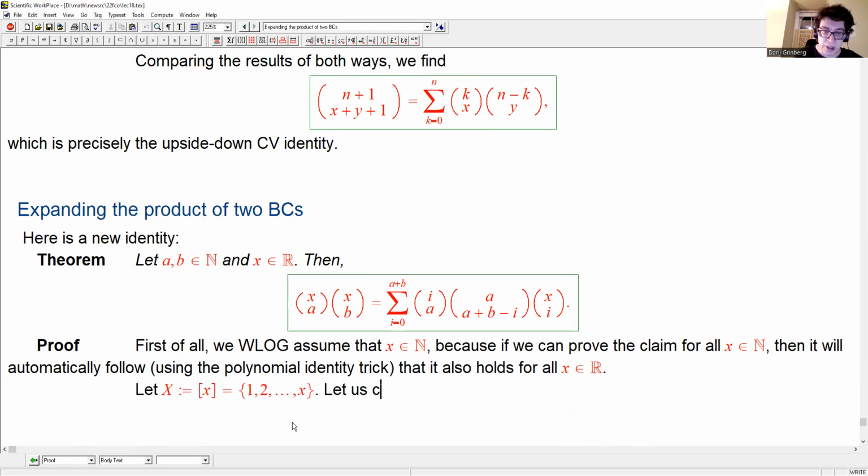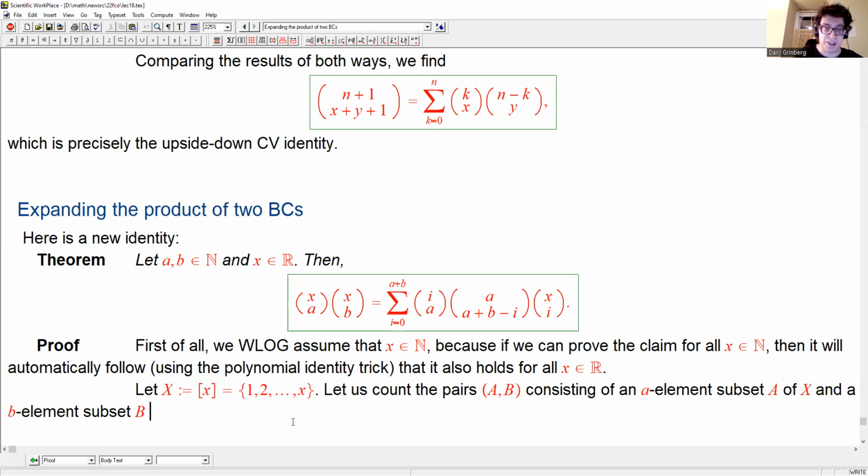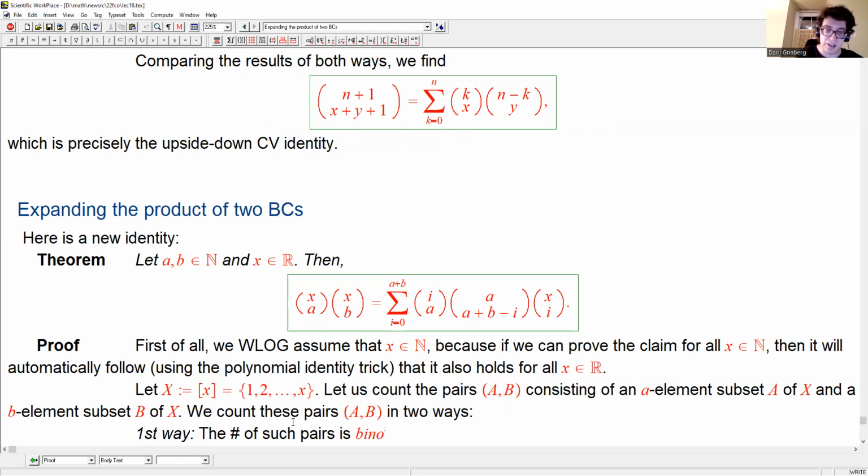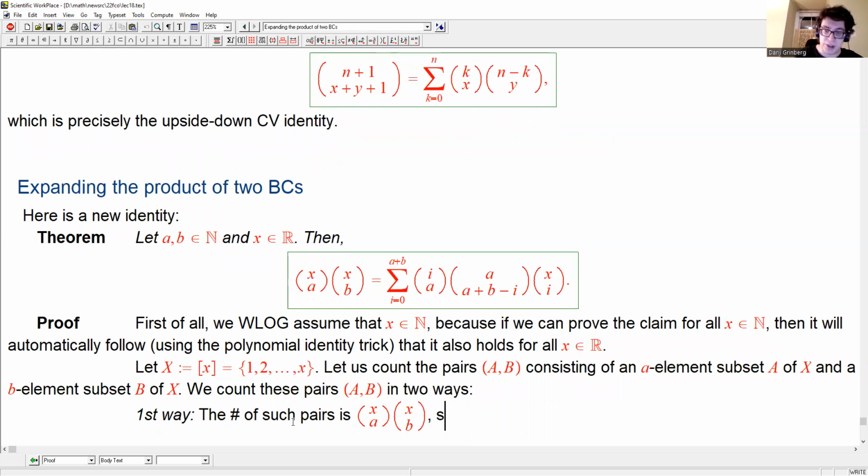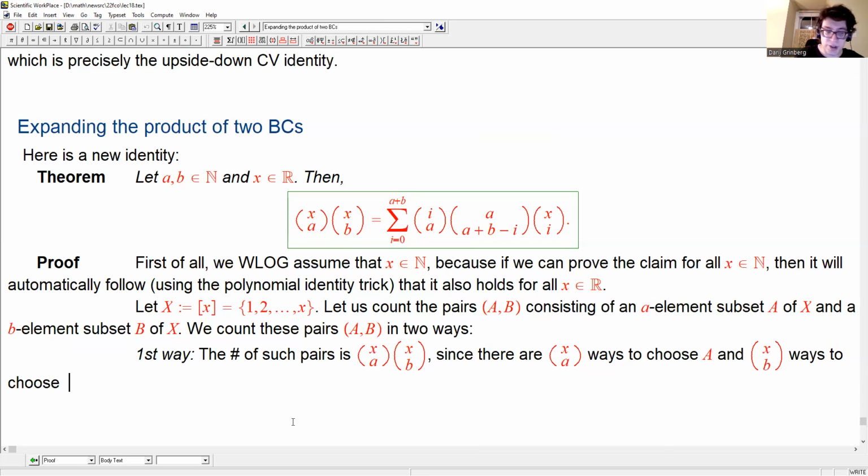And let us count the pairs (A, B), consisting of an a-element subset A of [x] and a b-element subset B of [x]. We count these pairs (A, B) in two ways, as usual. And the first way is the left-hand side. The number of such pairs is x choose a times x choose b, because there are x choose a ways to choose A, and x choose b ways to choose B. So far, so boring.